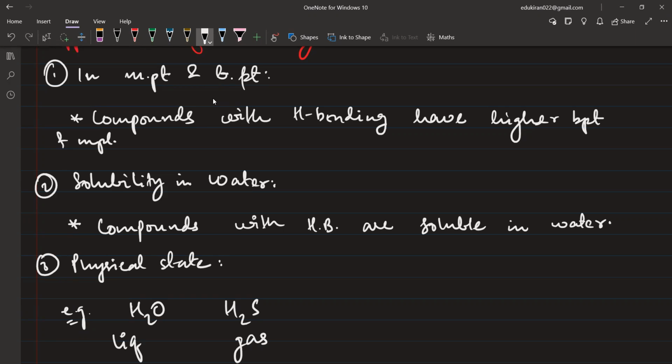Why? Because the H2O molecule is having what? It is having hydrogen bonding. That is why it is liquid. And H2S does not have hydrogen bonding. That means the molecules of H2S are very far apart. There is no force that is pulling them together, and hence it is gas and not liquid like water.